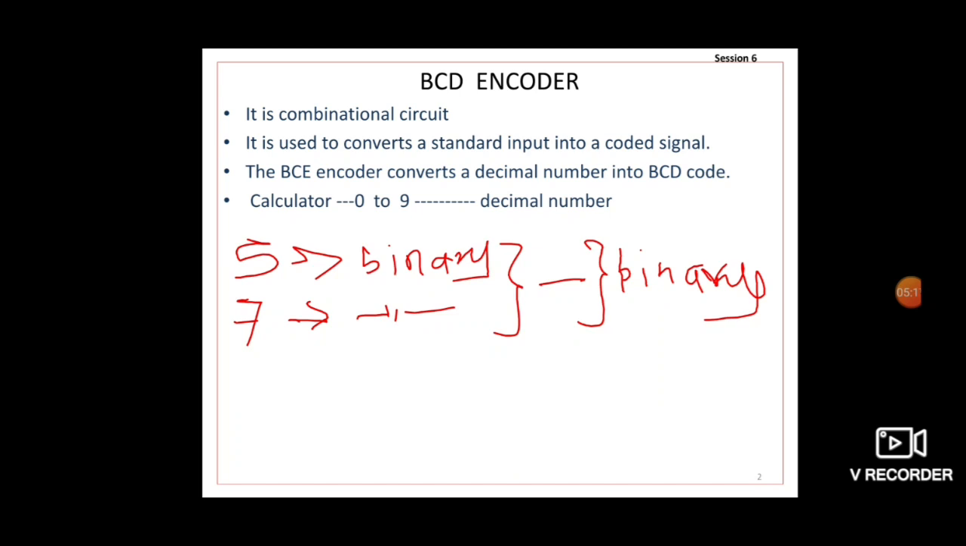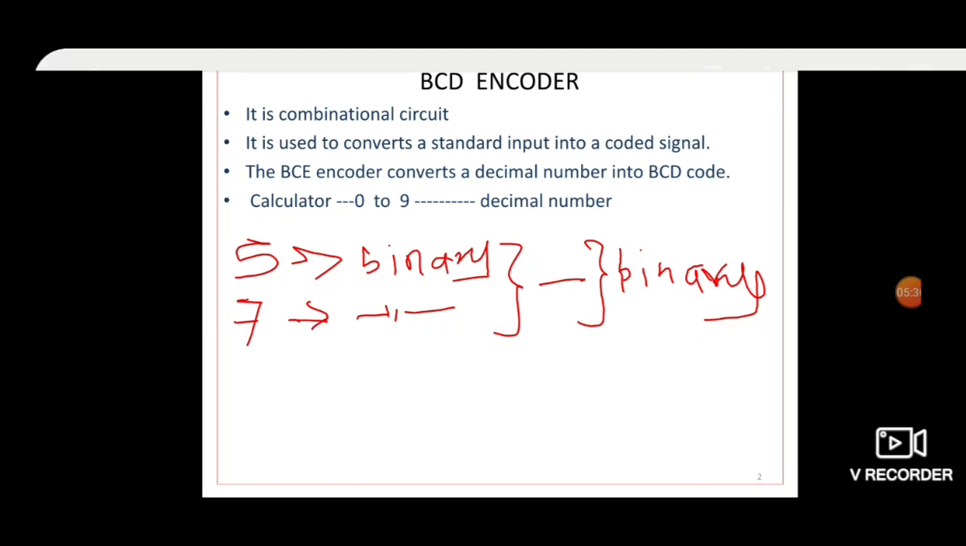Okay, understood student? What is the actual function of encoder and decoder? Encoder means this decimal number is converted into binary. Again this binary number is converted into decimal, it is called a decoder, means the opposite of encoder.